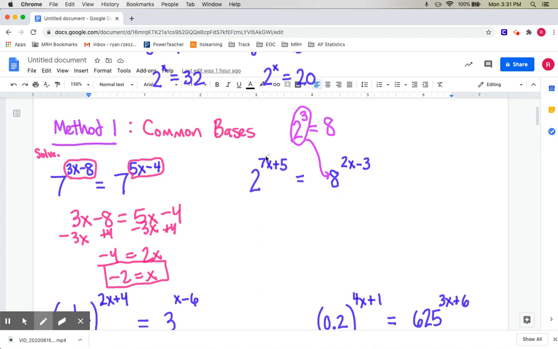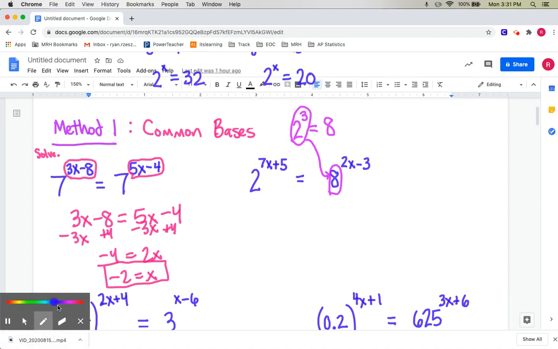I'll have a lot of kids who will try to put a third power over here on the 2. But if you put a third power here, you have to put it there as well. That doesn't work out right because you're changing 2 to something else. But this side is okay because 8 really already equals 2 to the third power.